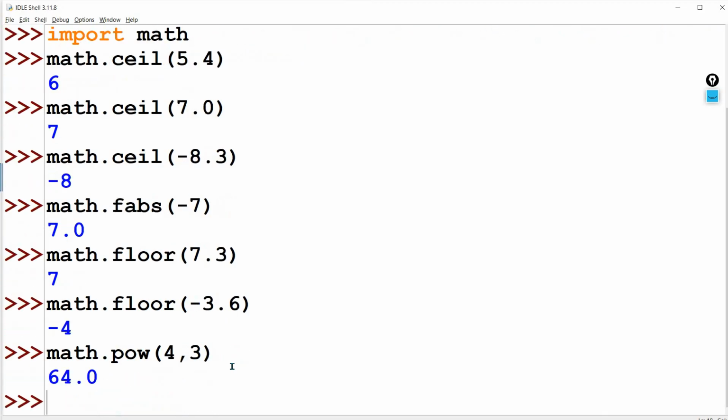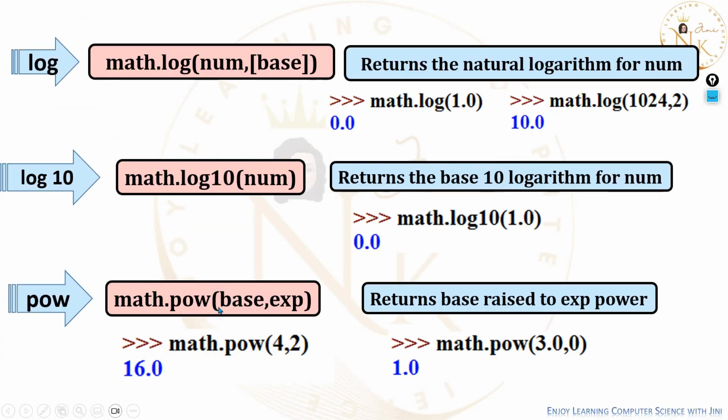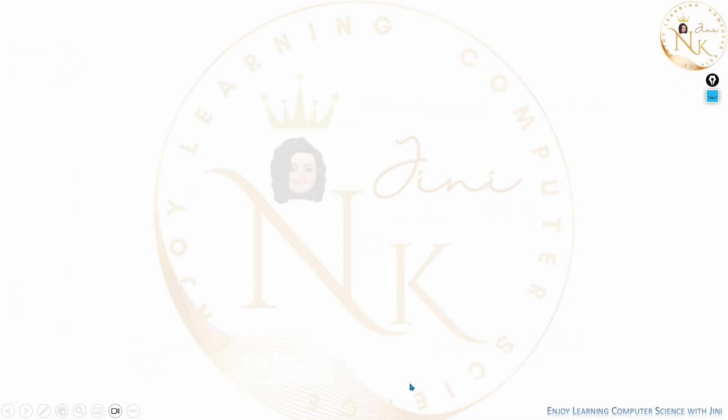You will get the output in floats. The power function also gives the output in floats. It returns the base raised to the exponent's power. So math.pow of 4 comma 2 is 4 to the power 2. And 3.0 comma 0 is 3.0 to the power 0. Anything to the power 0 is 1, so it is giving the output as 1.0.